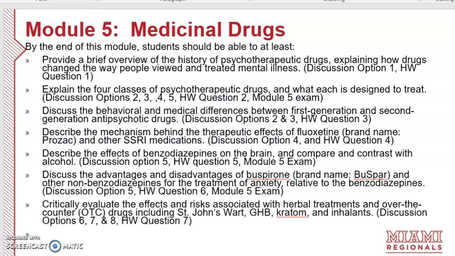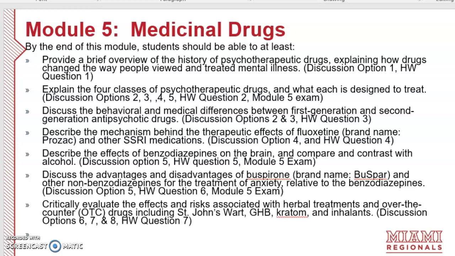Next, you will learn to describe the mechanism behind the therapeutic effects of fluoxetine or Prozac and other SSRIs, or selective serotonin reuptake inhibitors. We'll talk about this in discussion option 4 and homework question 4. Next, you'll describe the effects of benzodiazepines on the brain and compare and contrast these effects with alcohol. This will be covered in discussion option 5, homework question 5, and the Module 5 exam.